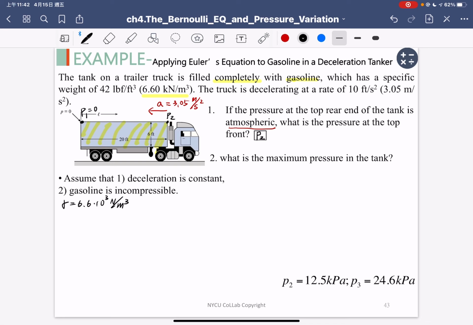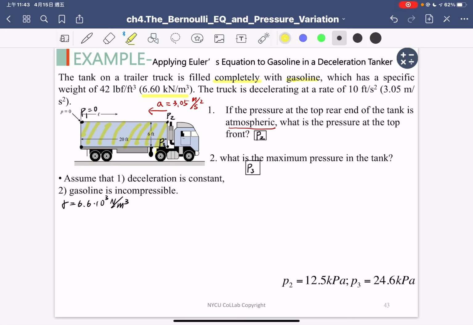Okay, and the second question is what is the maximum pressure in the tank? So we consider all of the pressure on the top. That indicates on the bottom point, the pressure should be increased, right? Because at the bottom, we still need to overcome the gasoline liquid weight above the bottom. So I directly tell you the maximum pressure in the tank will be on the right corner, and I mark it with P3. So we need to calculate the P3 magnitude.